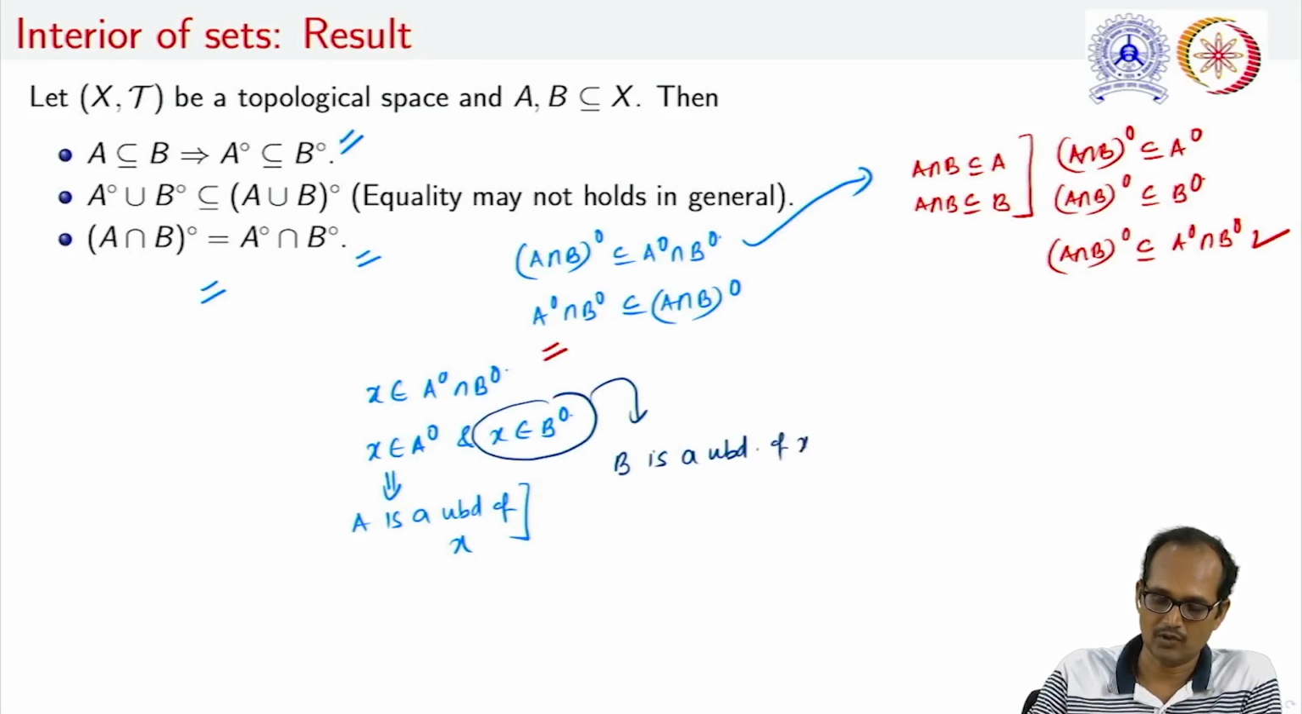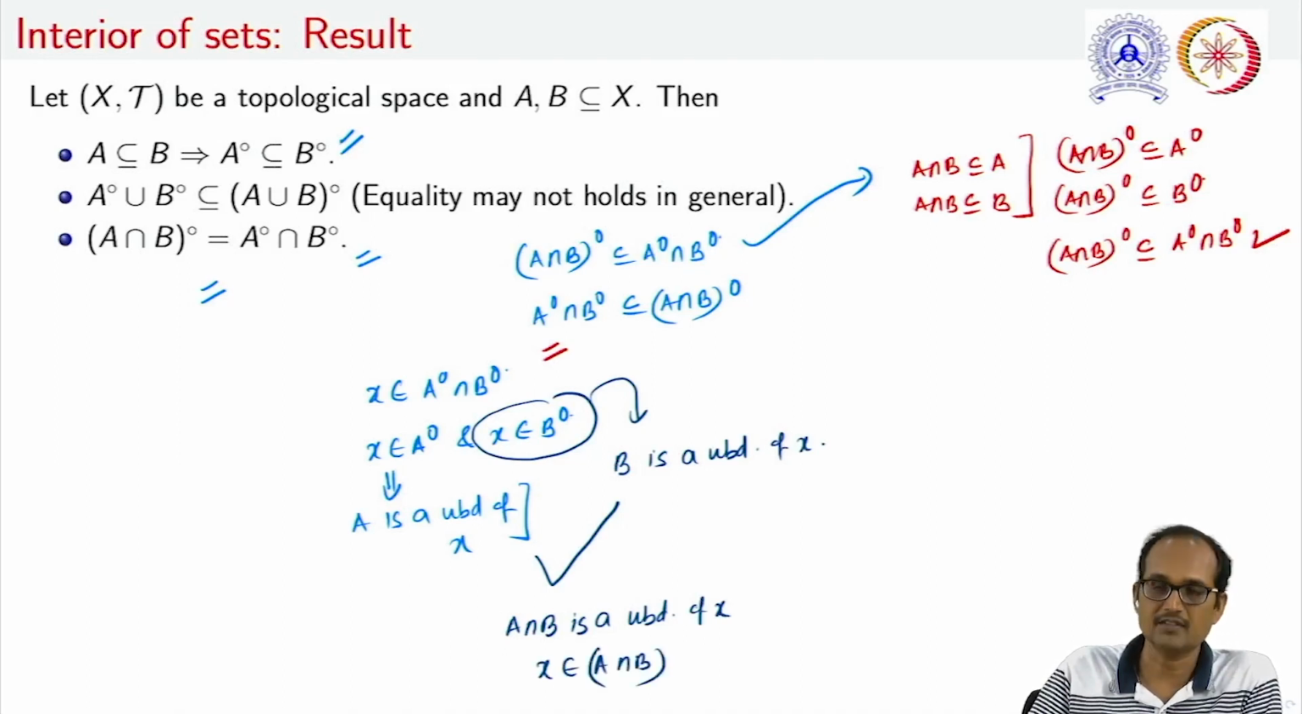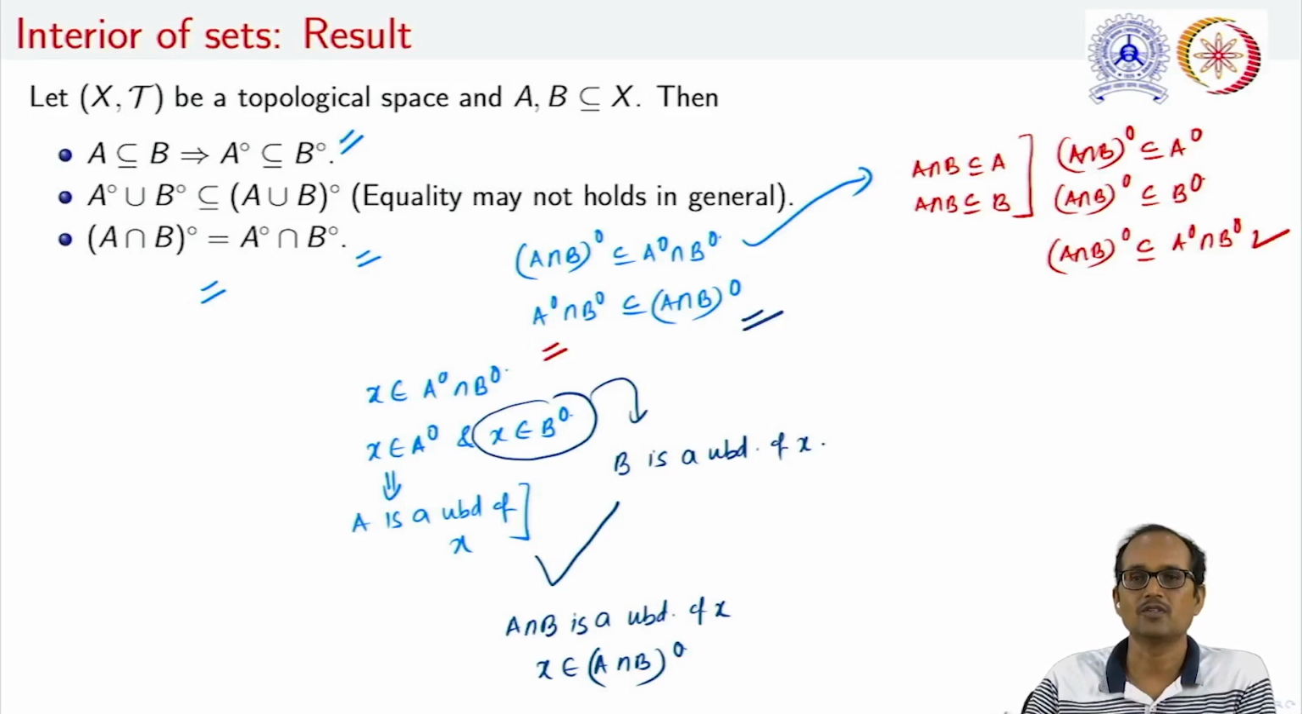We have already seen that the intersection of two neighborhoods is a neighborhood. So from these two, we can conclude that A intersection B is a neighborhood of X. And if A intersection B is a neighborhood of X, we can say that X is an interior point of A intersection B, that is, X belongs to (A intersection B) interior, and that's all about this result.